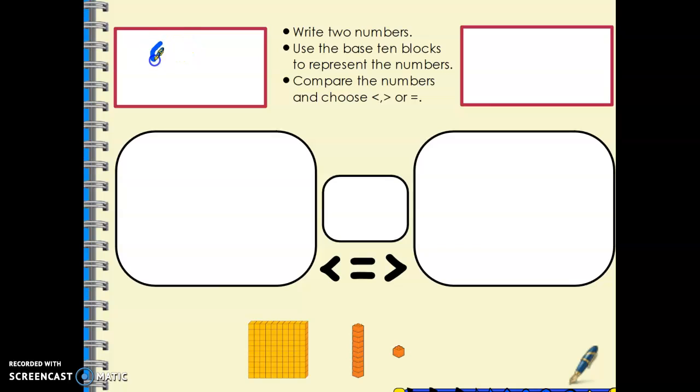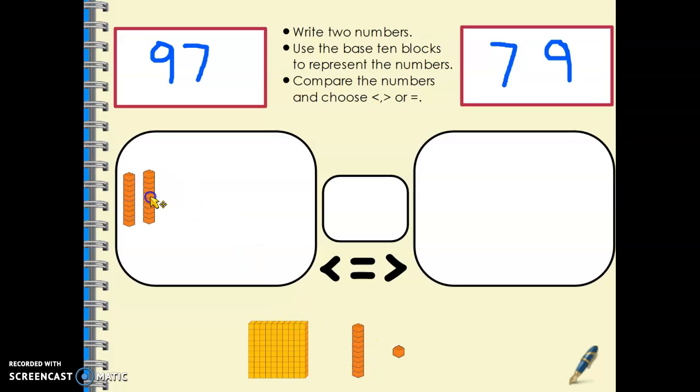All right, now let's see. I'm thinking of a number. That number is 97. And then I'm thinking of another number. It is 79. Okay, now I'm going to use my base 10 blocks to represent my numbers. So over here, 97.